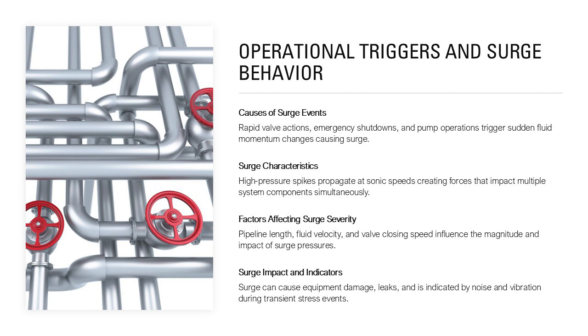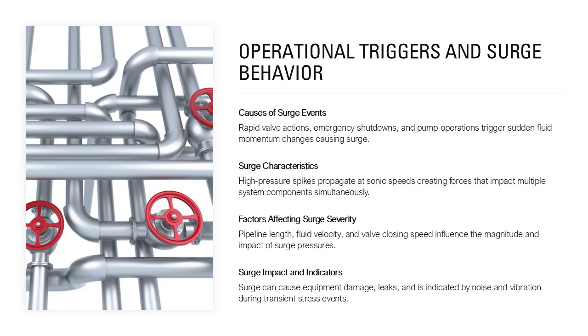Surge characteristics involve high-pressure spikes that propagate at sonic speed, creating transient forces that can damage pipe supports, anchors, and connected equipment. These forces are not localized, they travel throughout the system, affecting multiple components simultaneously. The severity of surge depends on fluid properties, pipeline length, and valve actuation speed. Longer pipelines and higher fluid velocities amplify surge pressures, while shorter valve closing times exacerbate the problem.